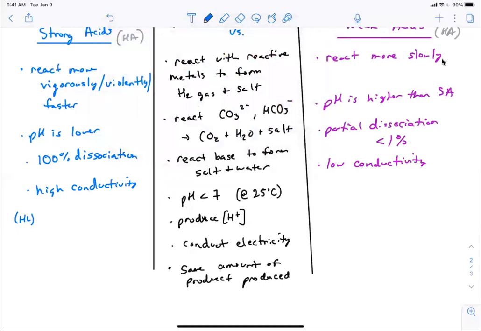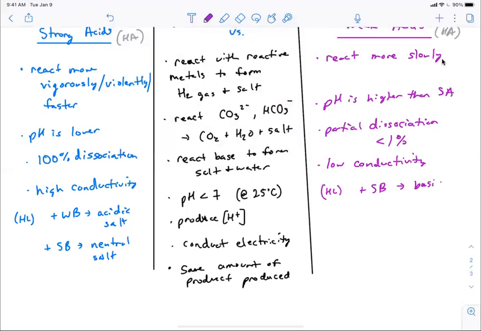Now, higher level thing, a strong acid plus a weak base makes an acidic salt. With a strong base makes a neutral salt. And that has to do with your equivalence point. Whereas a weak acid plus a strong base makes a basic salt, and a weak acid plus a weak base depends.